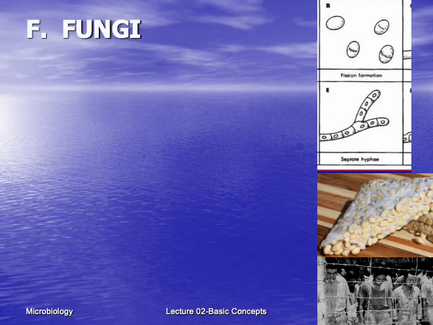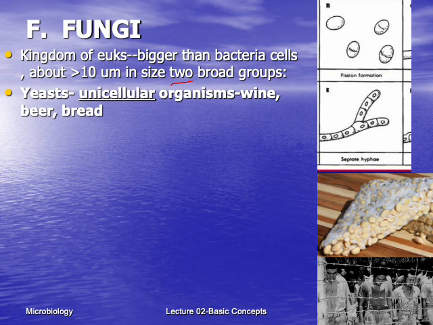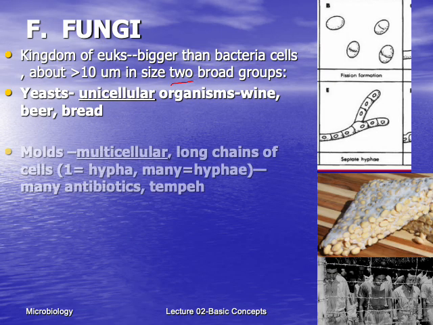So now that we're done with protozoans, let's start fungi. Fungi are eukaryotes. They're in the domain Eukaryota, and they're in their own special kingdom. In general, fungi are bigger than bacterial cells, about 10 microns or so. When you classify them, you can think of two broad groups. The first are the yeasts. Yeasts are unicellular, and we often use them to make wine, beer, bread, stuff like that. And then you have the multicellular.